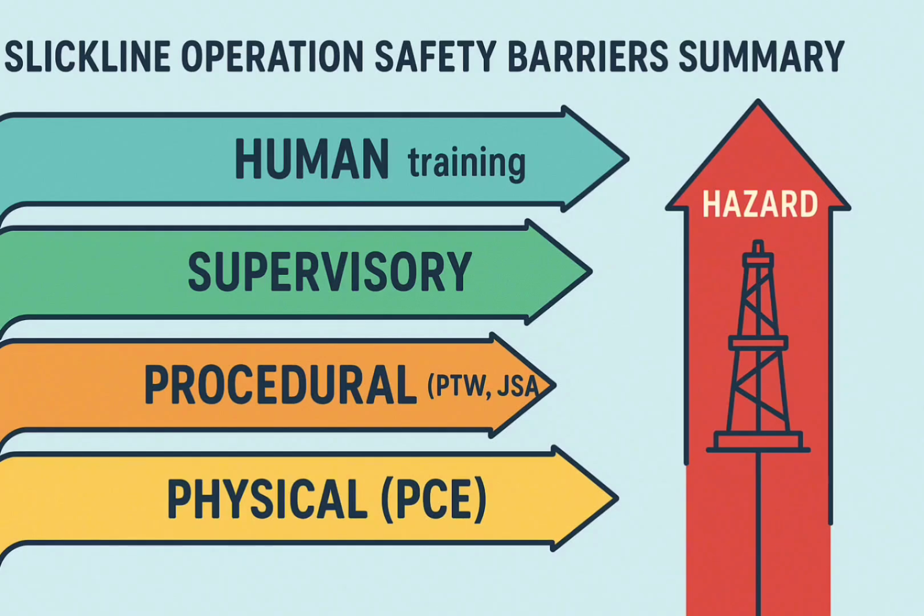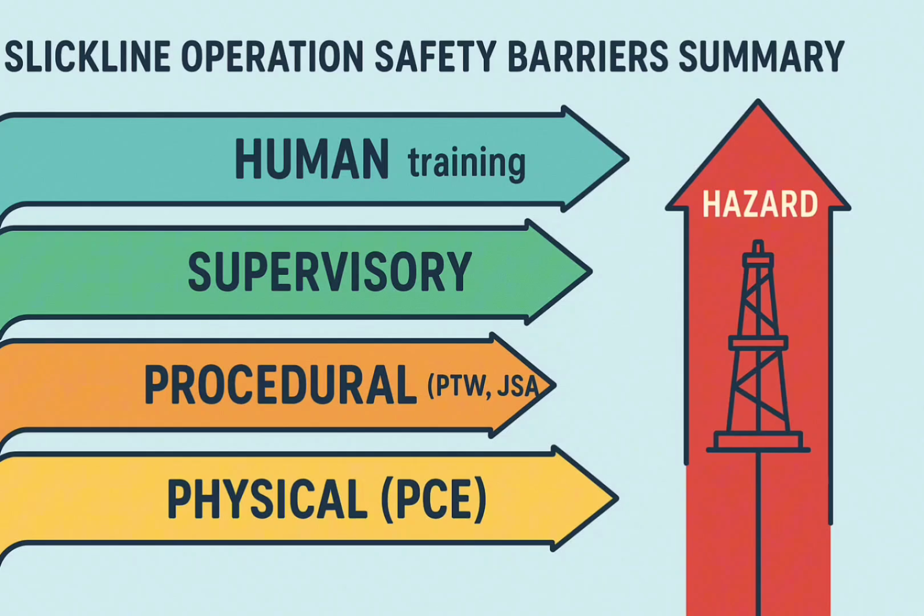The supervisor's role is not only to observe but to intervene when deviations occur. Key supervisory barriers include active on-site supervision. Supervisors must be physically present and fully engaged during all critical stages such as pressure testing, running, or pulling out of hole. Stop work authority enforcement. Supervisors ensure every worker understands they can halt the job immediately if unsafe conditions arise.